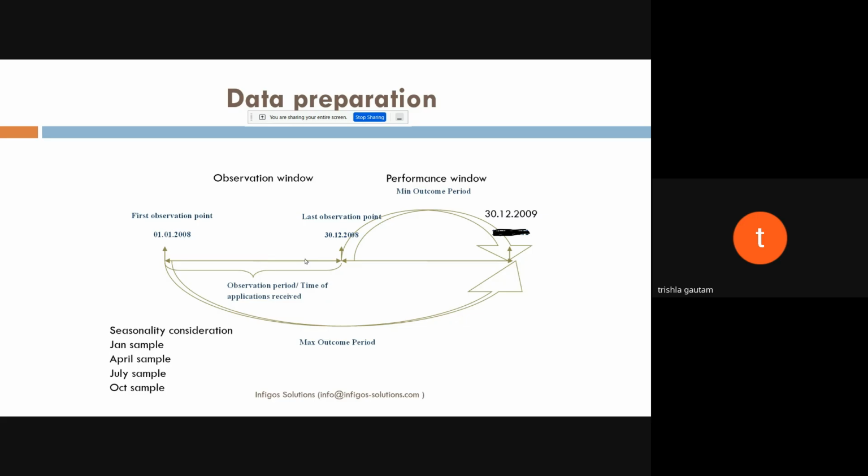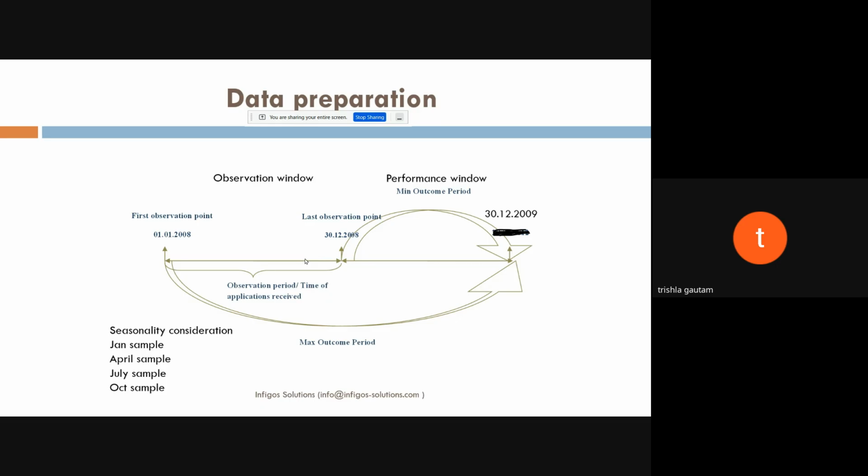It is normally 12 months. Minimum 12 months you want to see for the application scorecard. For the behavior scorecard, it could be 6 months. Just 6 months. Okay.